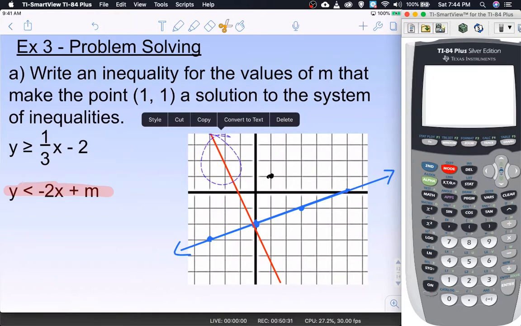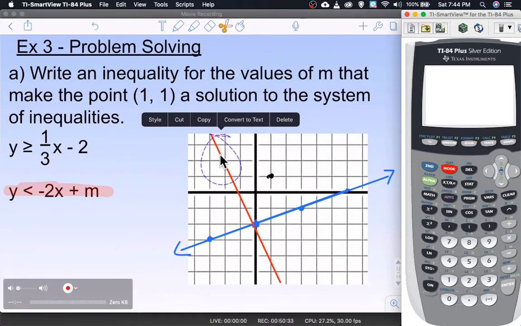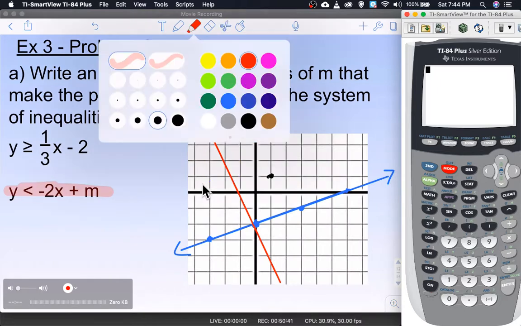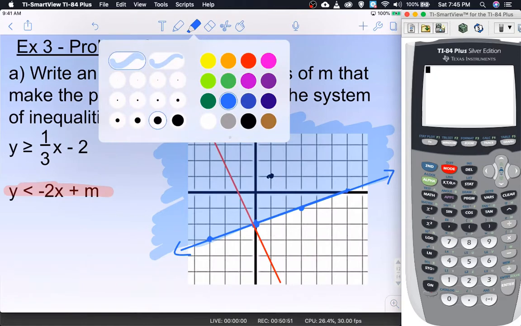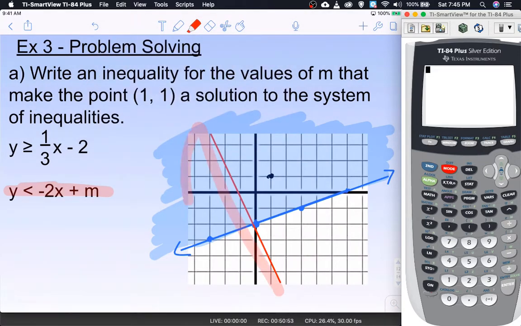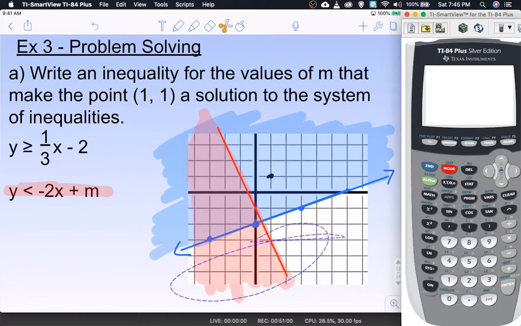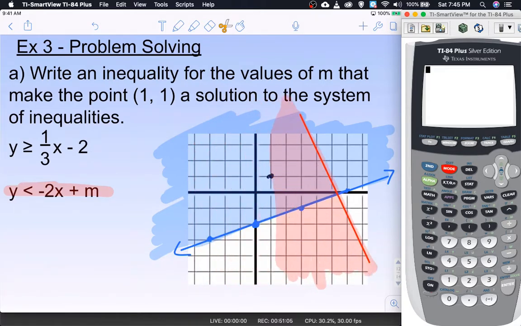So where would I need to place this line so that this dot would be in the shaded region of both? It's in the shaded region of the blue. Here, let me do the double shading. From the blue, I'm shading above. From the red, I'd be shading less than. So where would I move my red line so that the point is in the shaded region of both?